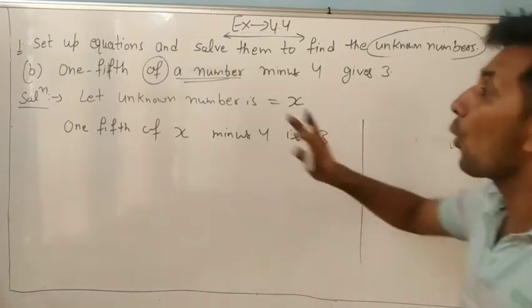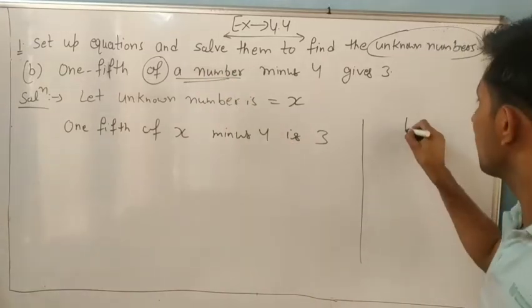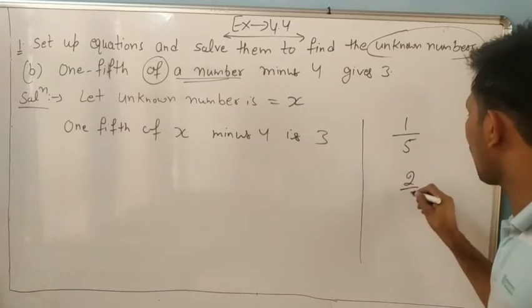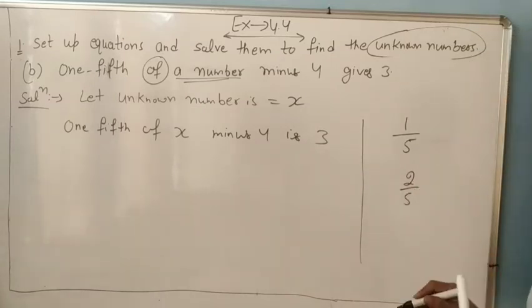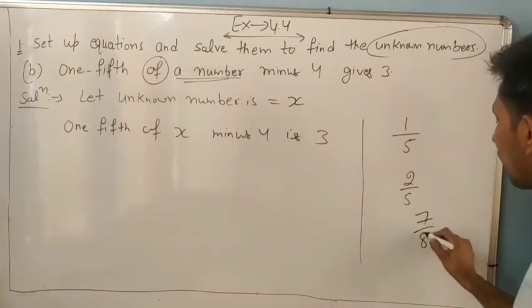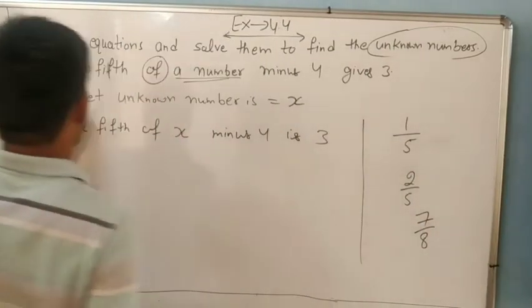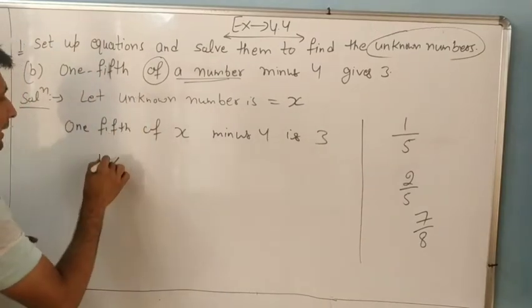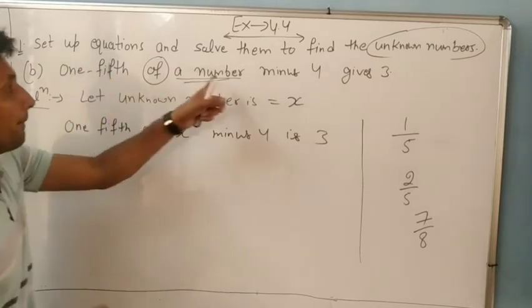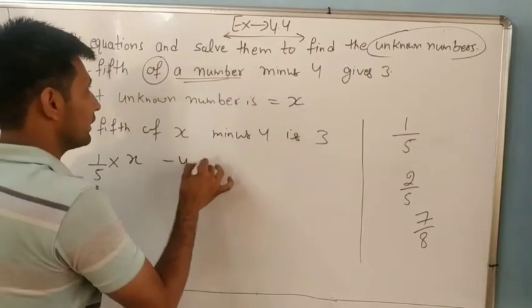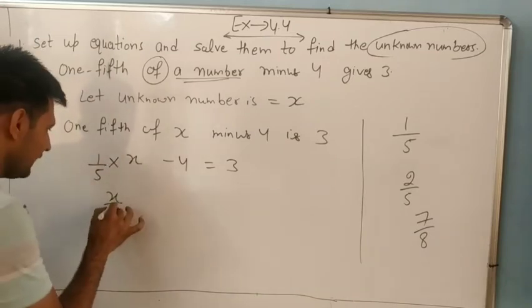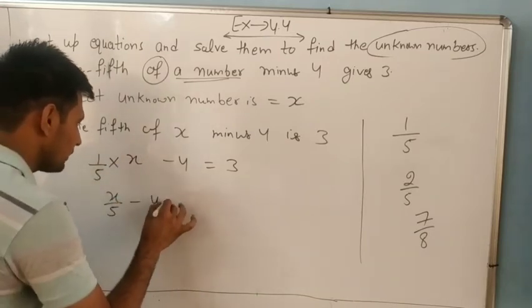Same as it is 1/5. 1/5 means 1 is out of 5. 2/5, 2 is out of 5. 7/8 means 7 is out of 8. So same as it is 1/5. 1/5 is 1 upon 5, of multiply x minus 4 equal to 3. 1 into x, x by 5 minus 4.